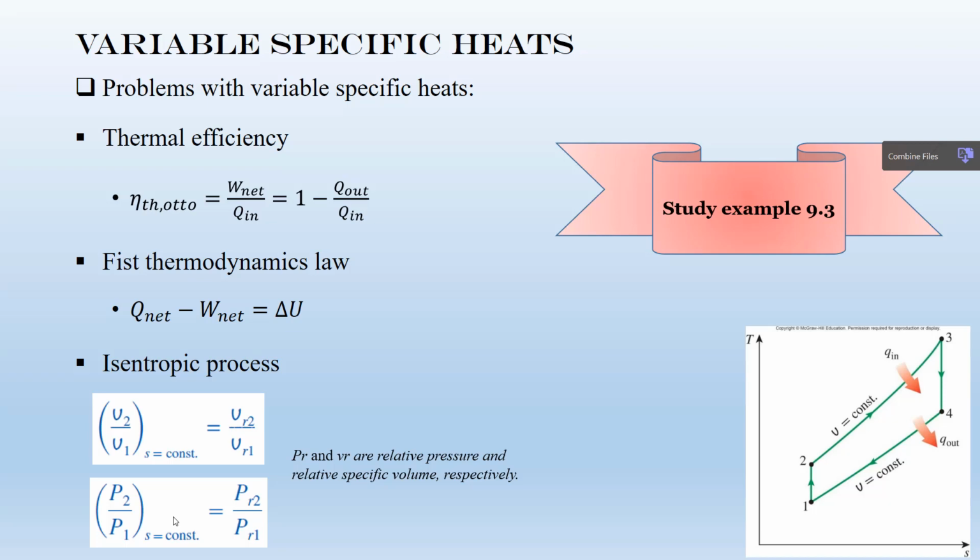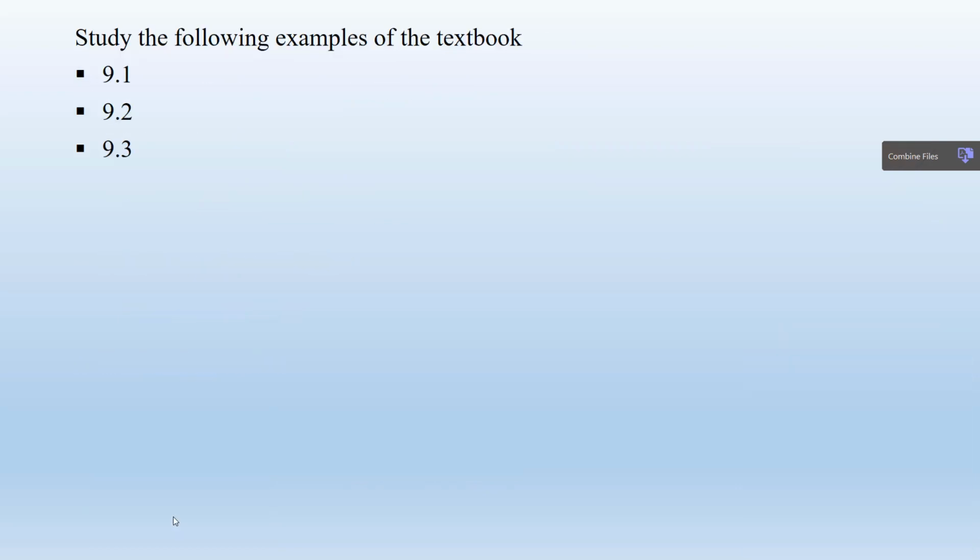Please study example 9.3. Example 9.3 is an example with variable specific heats, and we can simply see the differences between problems with constant specific heats and variable specific heats. Please study examples 9.1, 9.2, and 9.3. Thank you so much, guys, and have a great day.